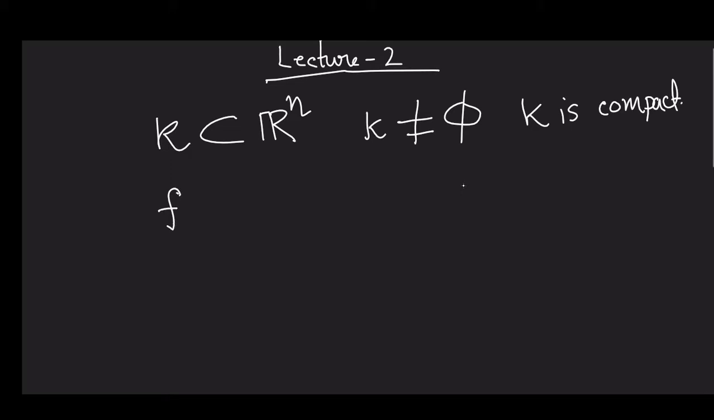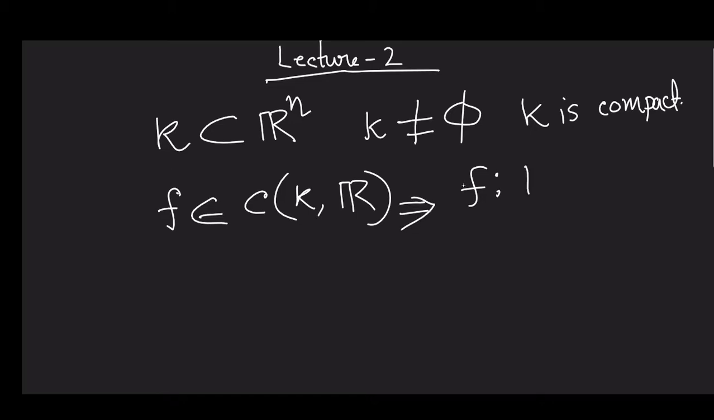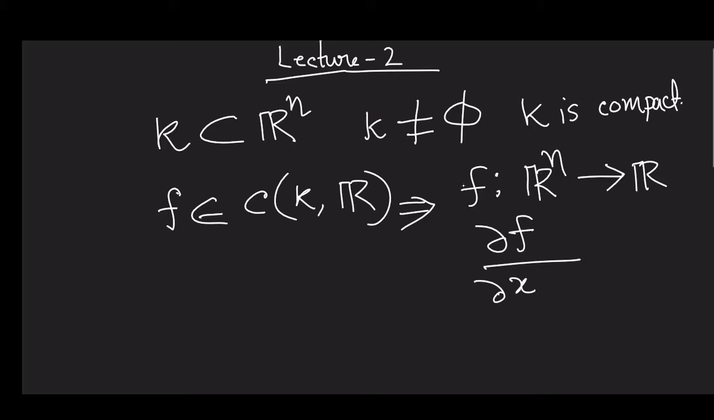If f belongs to the class C, like f is a function. This statement implies what? f is a function from Rn to R, and in addition, whatever your independent variable be, be it x, be it t, the derivative with respect to that exists, right?